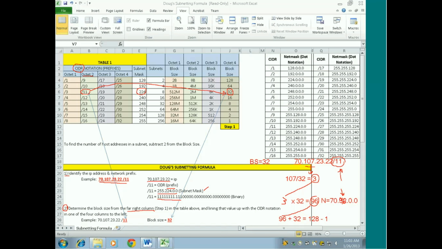You got your chart printed out? Look in the bottom right corner, to find what? The usable hosts. Is 0 and is the network and broadcast usable as a host? Never. That's why I'm subtracting 1 here, okay? What's that equal? 127. Therefore, my broadcast address is 70.127.255.255.